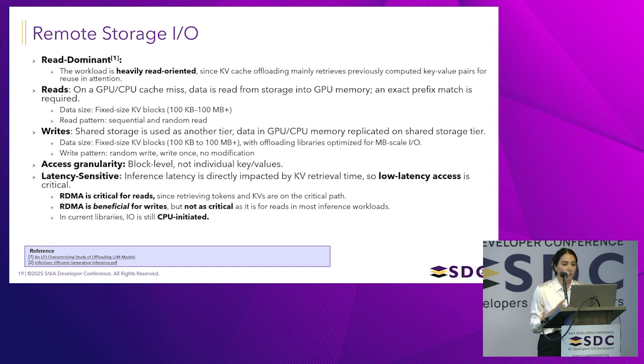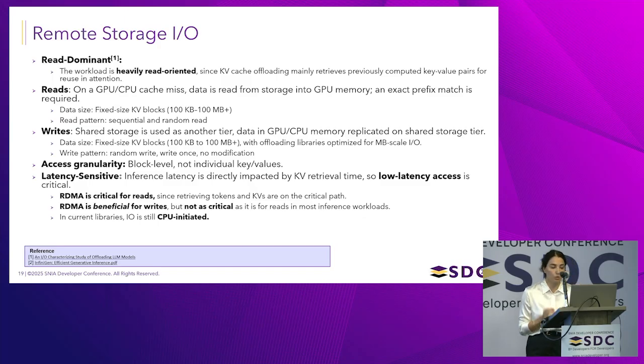Similarly, the writes are not done as, okay, I'm going to evict the data from my GPU or CPU cache and write it to storage. It's automatically going to replicate it at the underlying layer. Similar to the reads, you are using fixed-size blocks. And one thing to say is there's no modification. You write the data once, and you don't overwrite it, basically. So access granularity is block level.